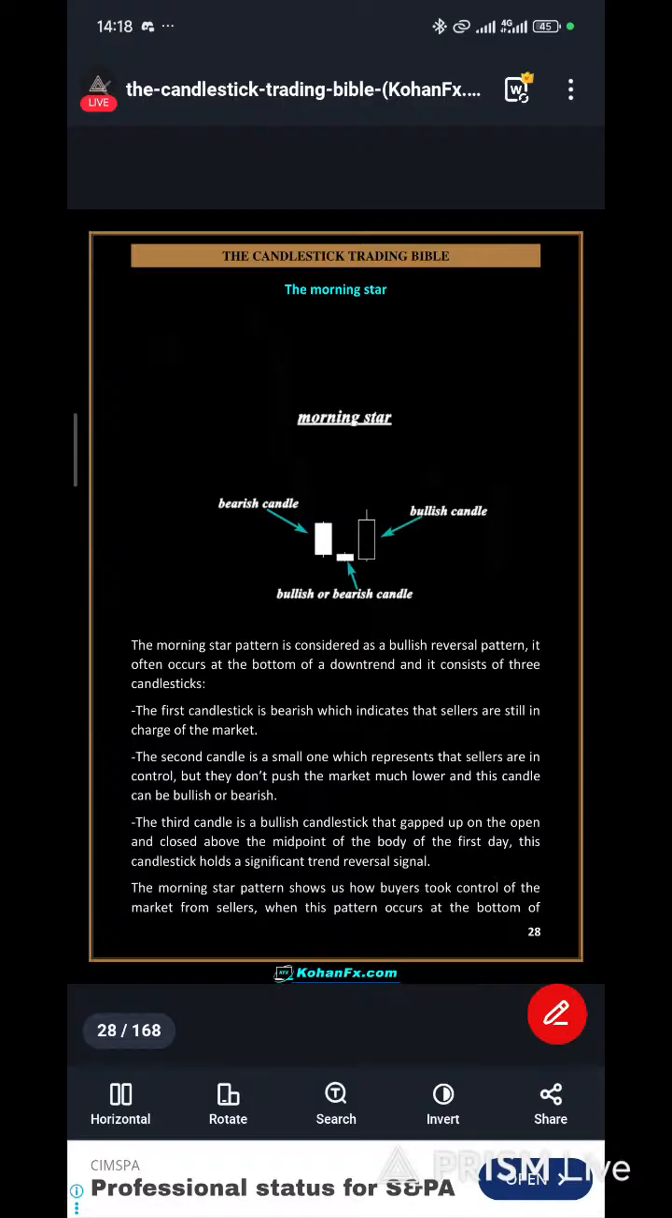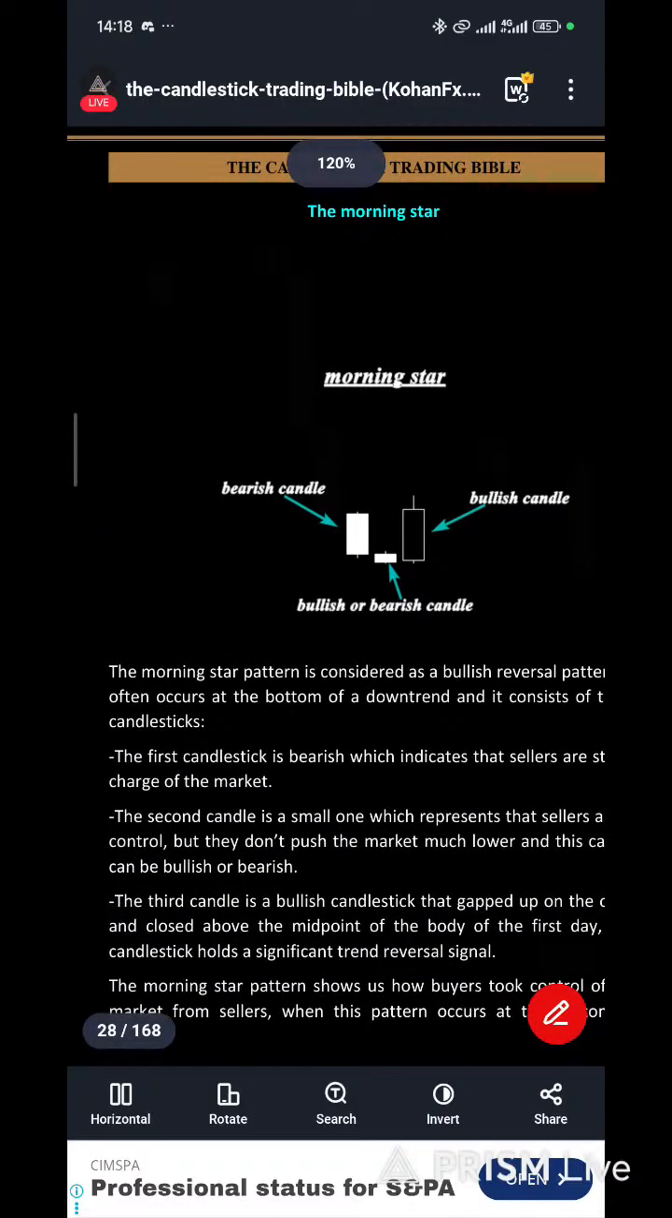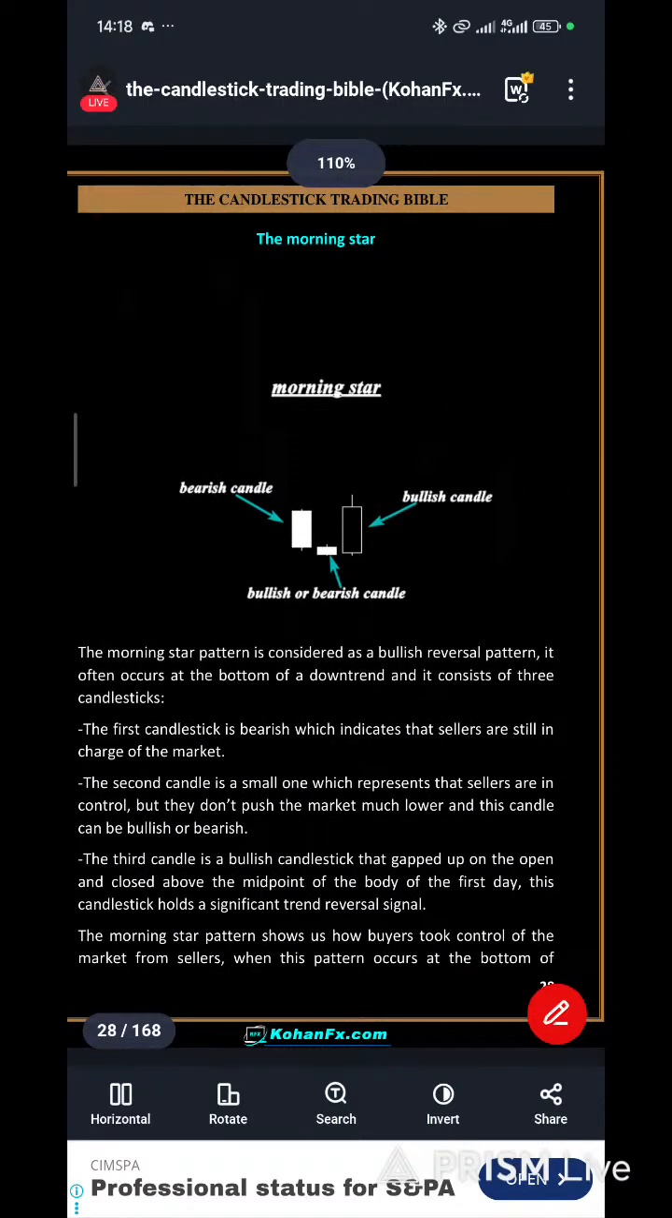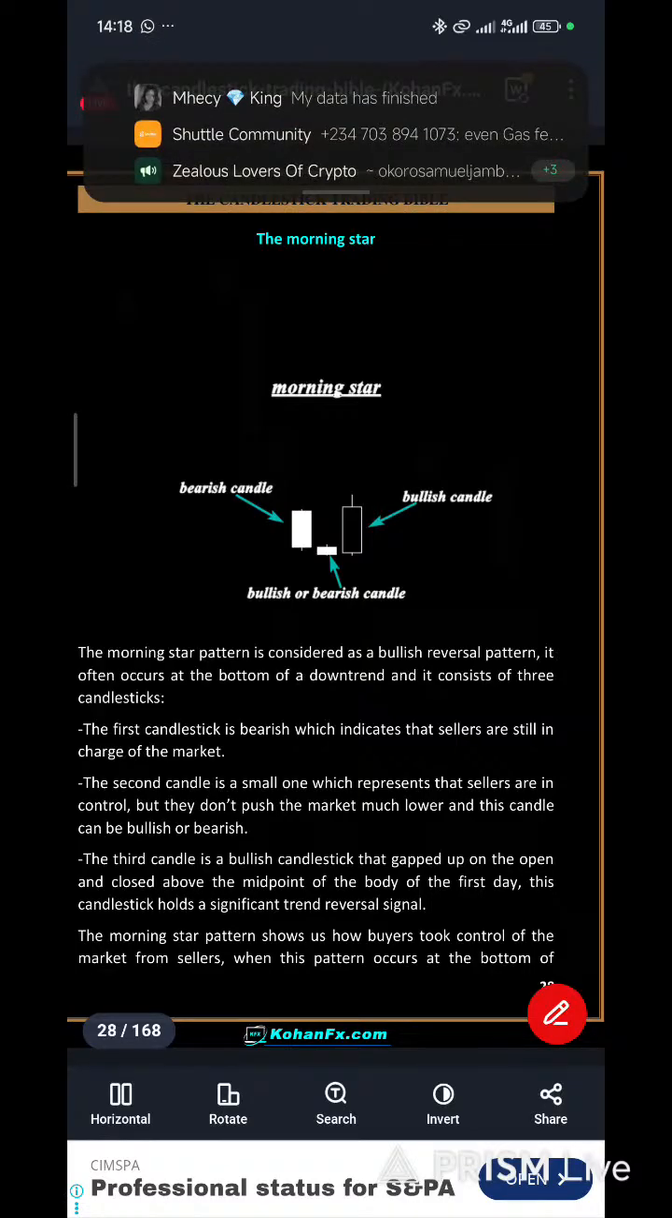This is it. Now the Morning Star, have you seen it? The bearish candle. The Morning Star pattern is considered a bullish reversal pattern. It often occurs at the bottom of a downtrend, and it consists of three candlesticks. Remember, I explained this already.